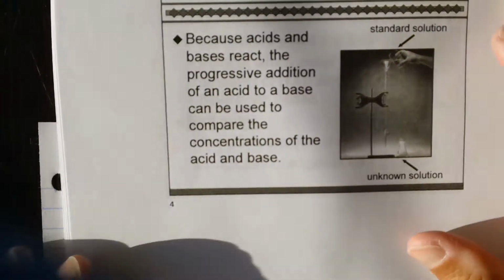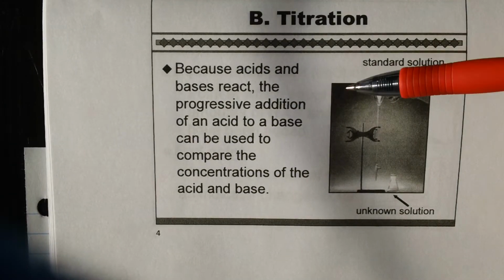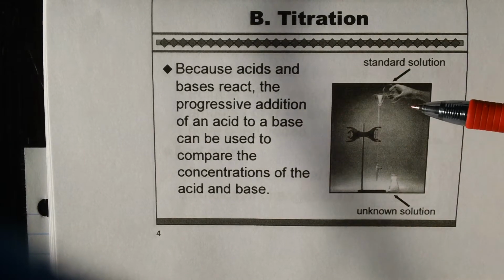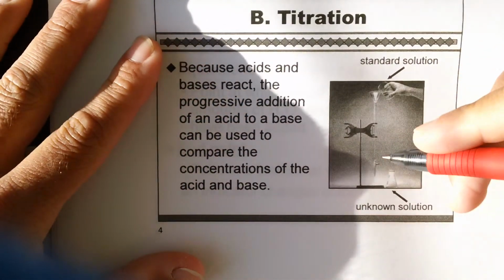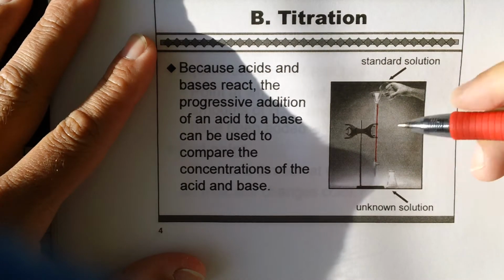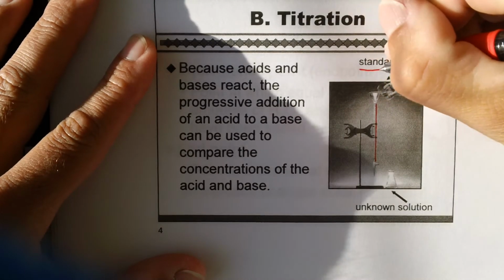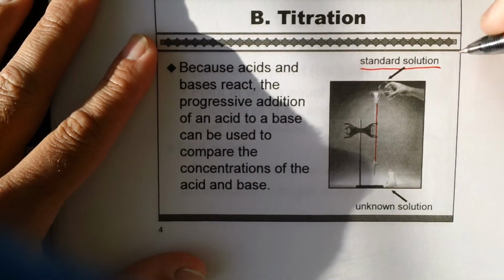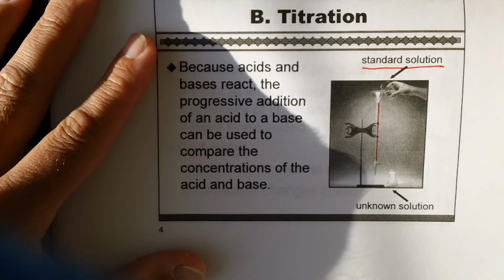So this is what a titration setup looks like. You have some kind of stand, a titration stand with a burette. There's a tube right here, and that tube is filled with what they refer to as a standard solution. The definition of standard solution is on the next little slide here. Standard solution is the one you know the concentration of.